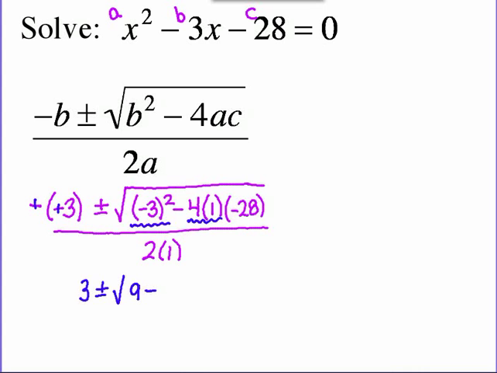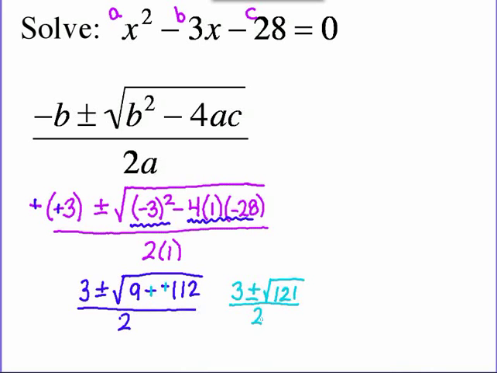what is 4 times 1 times negative 28? 4 times 1 times negative 28 is negative 112. Okay, all divided by 2. So now I see again I've got 2 negatives. 2 negatives we know make a positive. So really, I get 3 plus or minus what? 121, good, all over 2.